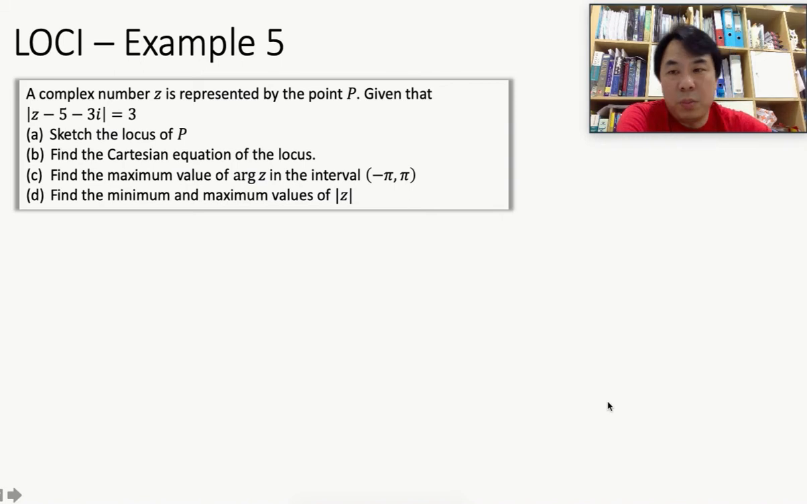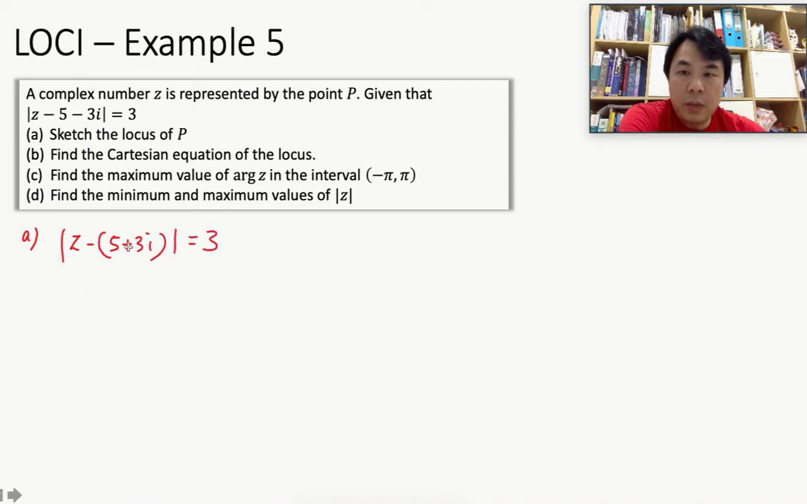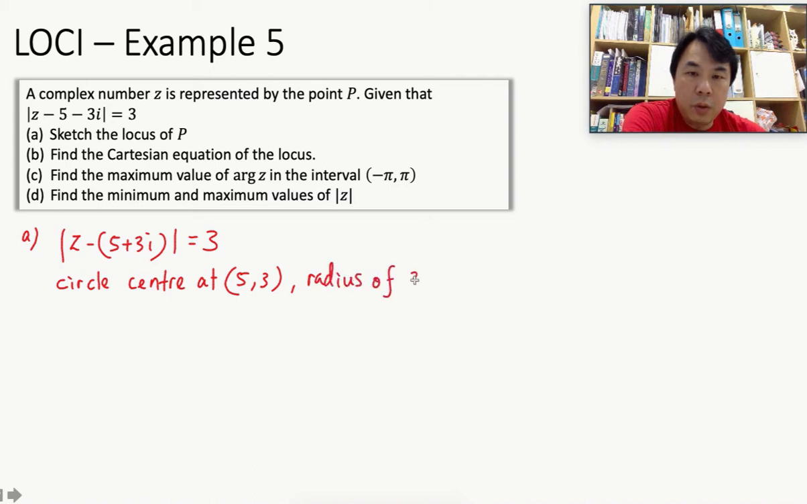Okay, sketching this locus should not be a problem, but as usual, before you sketch it out, we must rearrange this neatly. So for A, it's better for us to rewrite like this. From here, we can identify the center for this circle. So this is a circle centered at 5, 3 with a radius of 3 units. Okay, so I hope that is clear.